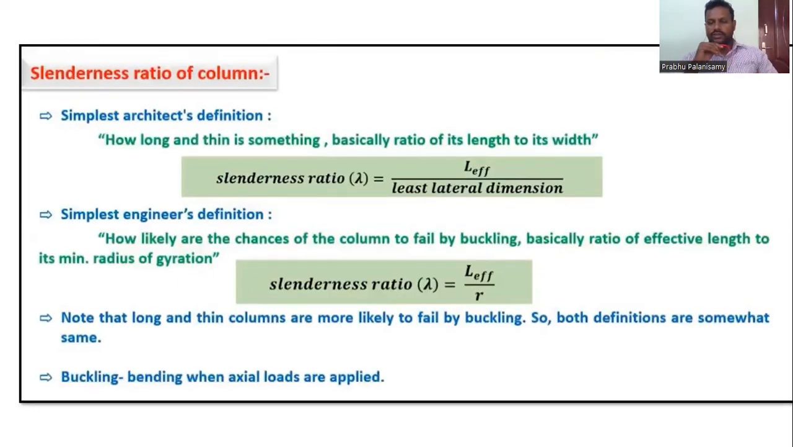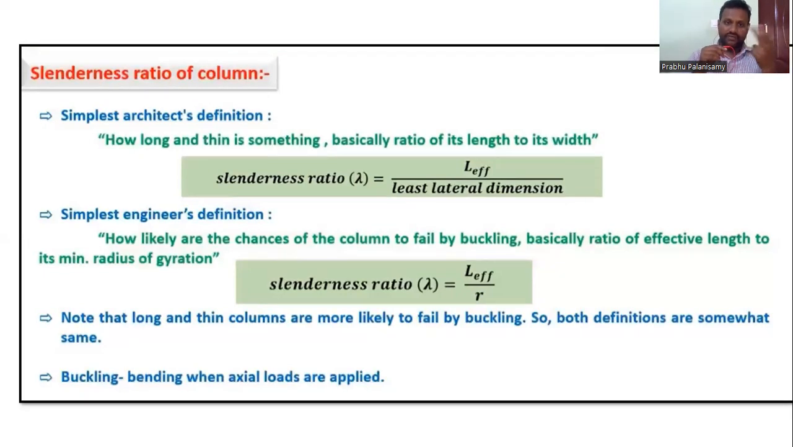Slenderness ratio. The slenderness ratio is very important in all types of columns to identify what type of column it is, whether a short column or a long column, or how long we are going to define or design this column. Slenderness ratio is equal to effective length by least lateral dimension. The lateral dimension is L into B, and the least lateral dimension of the column can be taken.